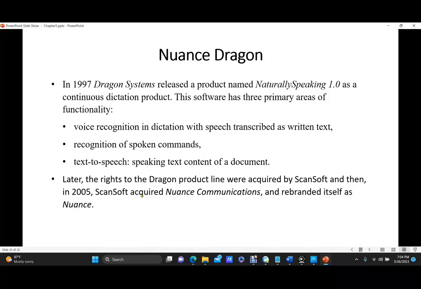Later, the rights to the Dragon product line were acquired by Scansoft, and then in 2005, Scansoft acquired Nuance Communications and rebranded itself as Nuance.